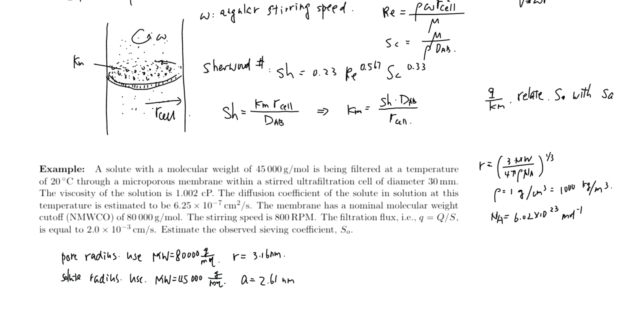So from here we can know what lambda is. This is always, in our context, the ratio of the radius of the solute divided by the radius of the pore. In this case, it's 2.61 nanometer divided by 3.16 nanometer. It gives us 0.825. And then with this lambda, we have no difficulty calculating the actual sieving coefficient because we have a formula for that.